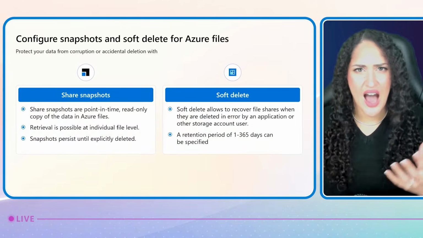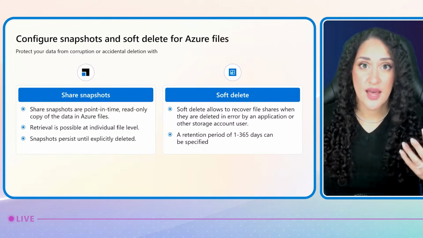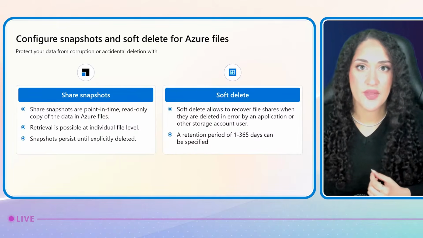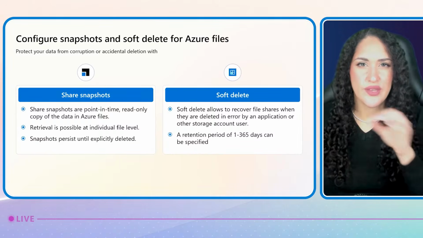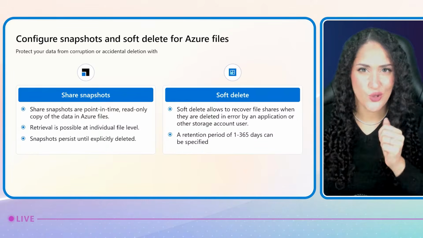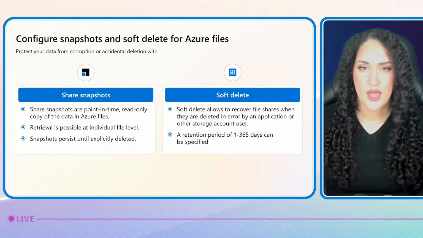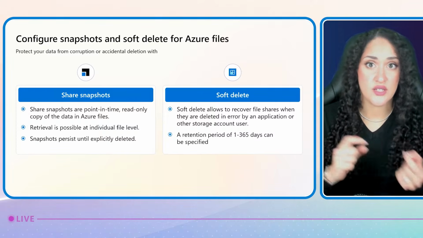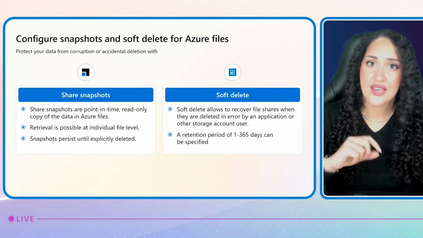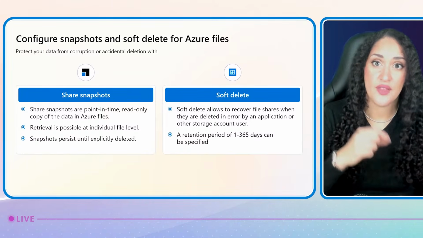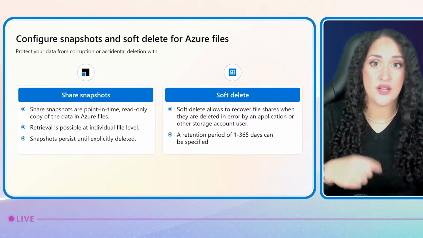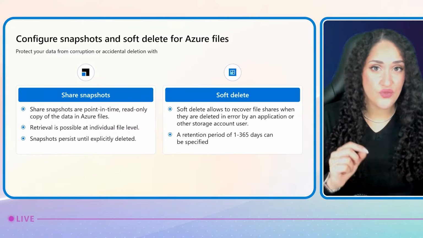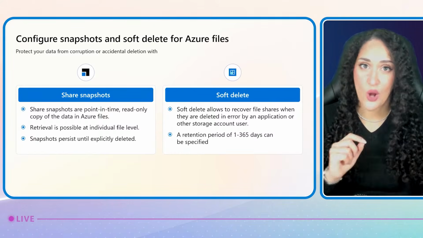And if you're wondering how to protect your data from being lost, snapshots and soft delete protect your Azure Files data from corruption or accidental deletion. Snapshots are point-in-time, read-only copies that persist until you explicitly delete them. But soft delete lets you recover deleted file shares within a retention period of 1 to 365 days. For the exam, know that snapshot data is read-only and that soft delete retention limits are strictly 1 to 365 days. Soft delete is not only available for Azure Files, but also for blobs.